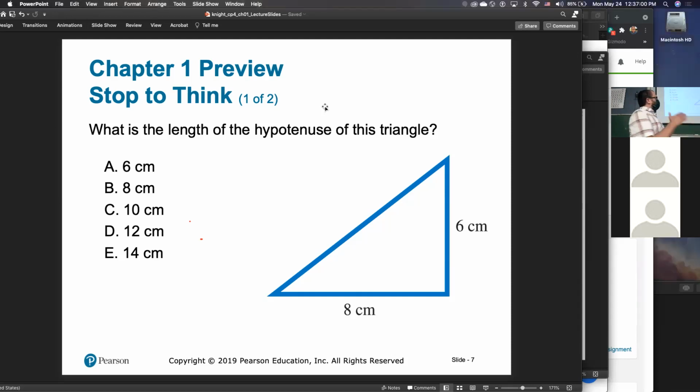What can we use to solve this problem? Yes, the Pythagorean theorem, who was also a cultist that lived on a Greek island.